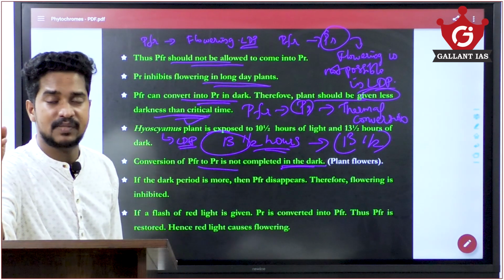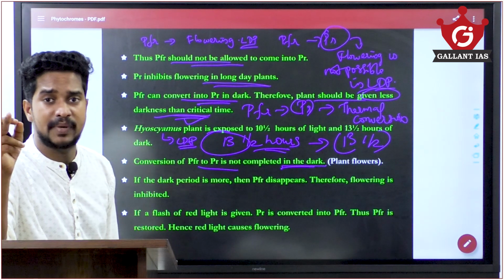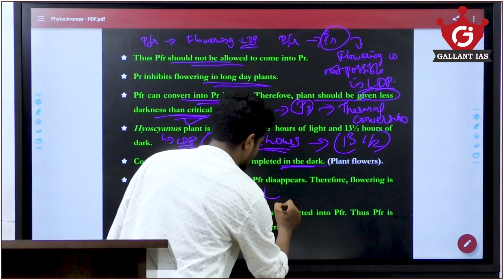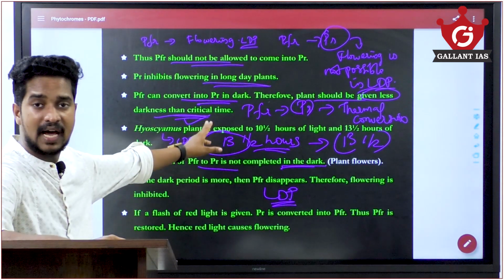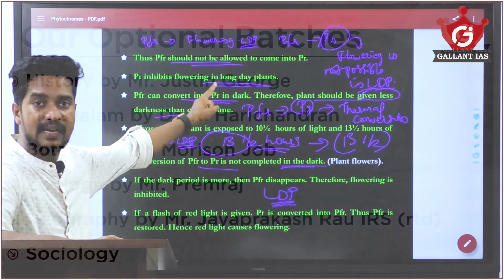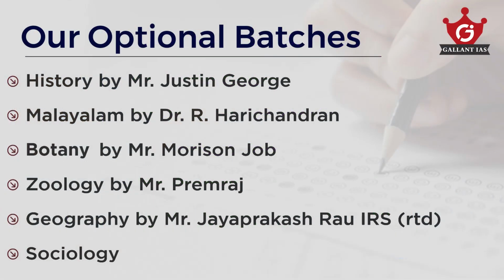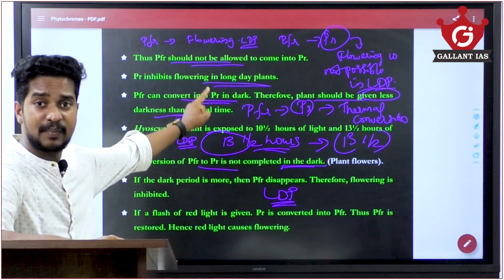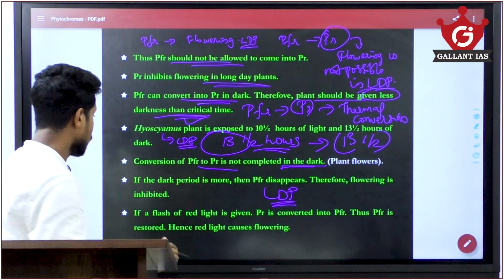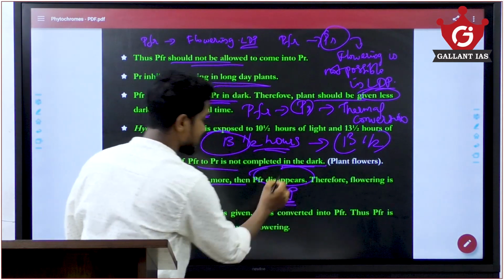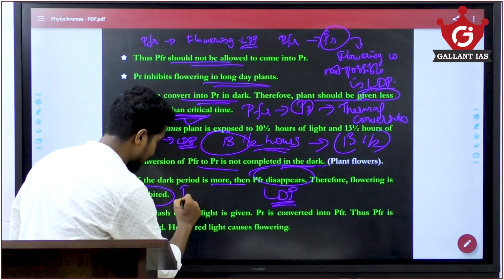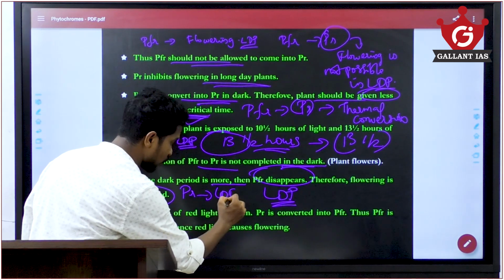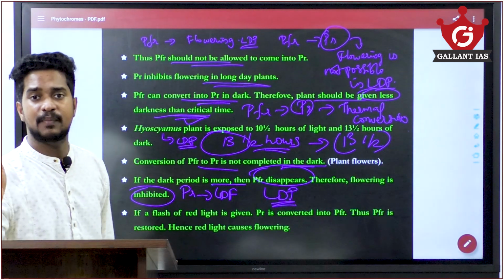So if the PFR has been converted to PR, it inhibits flowering in long day plants. If the dark period is greater than 13.5 hours, the PFR is converted back to PR, and it inhibits flowering in long day plants. So if the dark period is more, PFR disappears. Therefore, PR is accumulated there. And if PR is accumulated in long day plants, what happens? It inhibits flowering in long day plants.